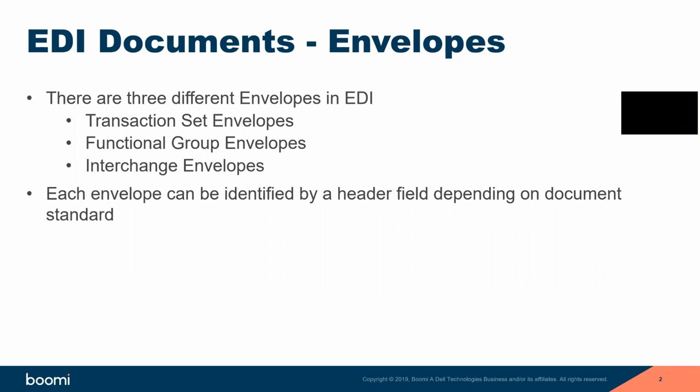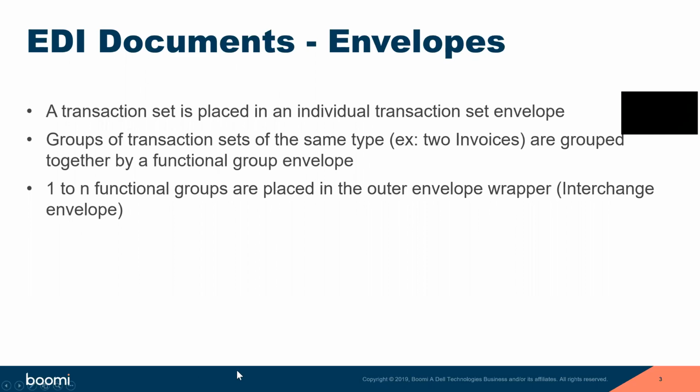So this is how to identify each of the three envelopes, and we'll go over a sample document as soon as I explain this. A transaction set is placed in a transaction set envelope. That's pretty easy. So let's say I have an invoice. Once that invoice is completed, once you have all your segments, all your elements, it's placed in a transaction set envelope.